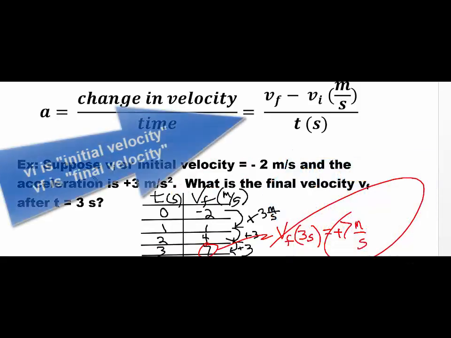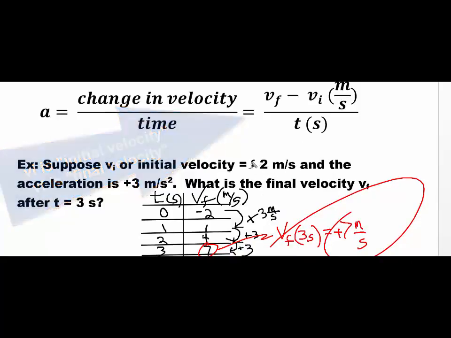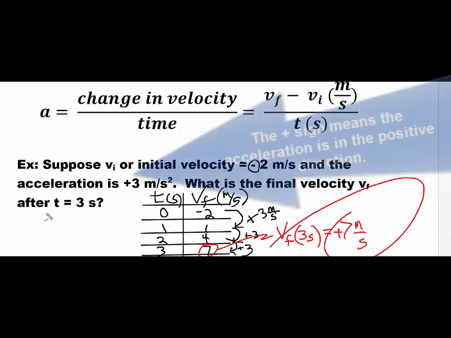Example, suppose the initial velocity, or the velocity at time 0, is minus 2 meters per second. Remember, velocity is a vector, so the minus sign means that the motion is in the negative direction. The acceleration is plus 3 meters per second each second. What is the final velocity v sub f after t is 3 seconds?